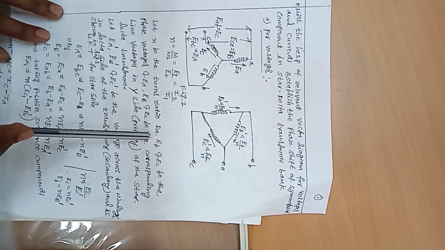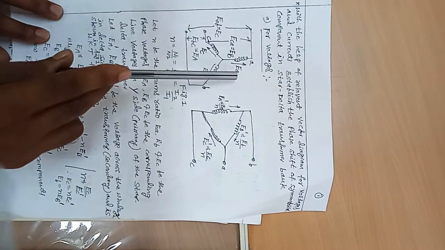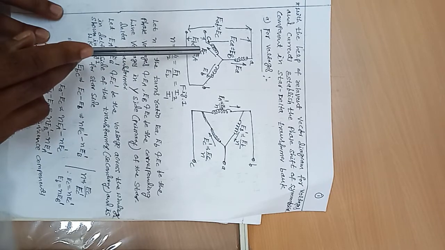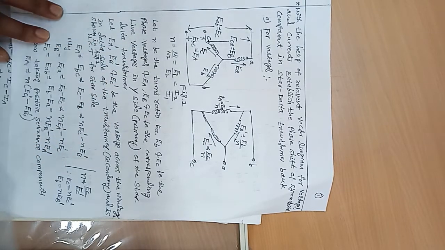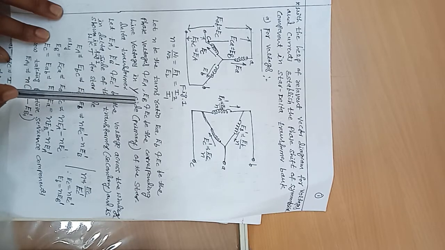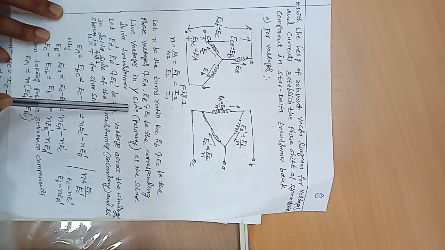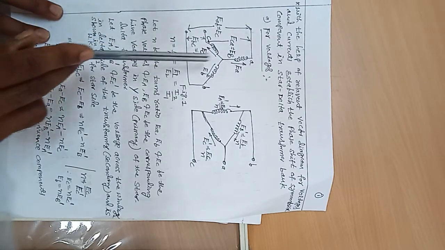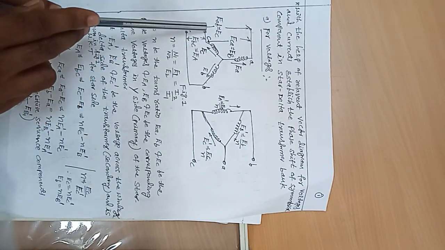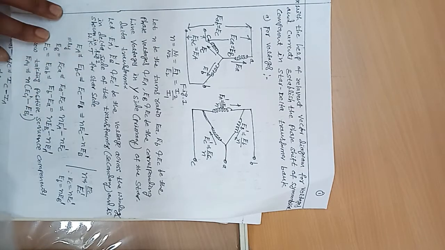Let E small a, E small b, E small c be the phase voltages in the star connected side, and E capital A, E capital B and E capital C be the corresponding line voltages on the star side. Let I capital A, I capital B, I capital C be the line currents in the primary, the star side of the star-delta transformer.